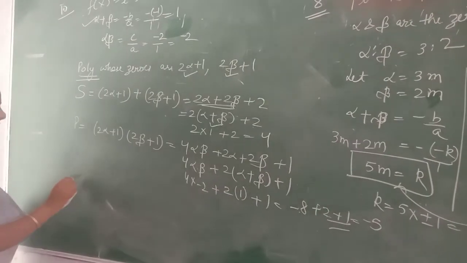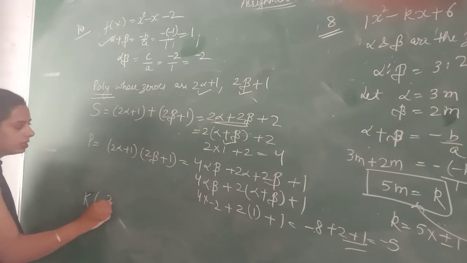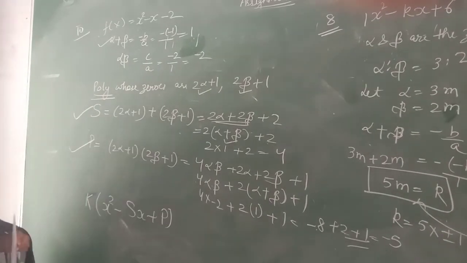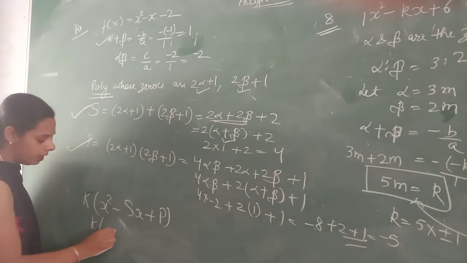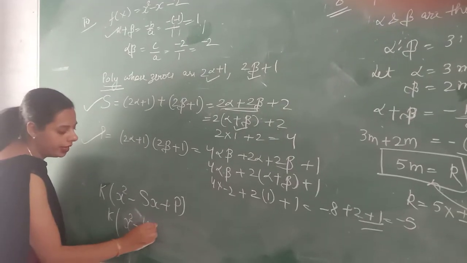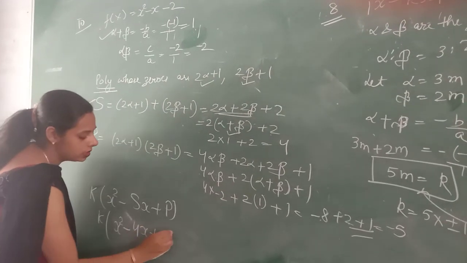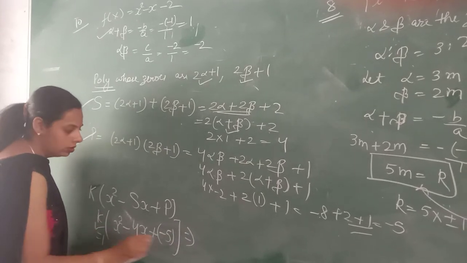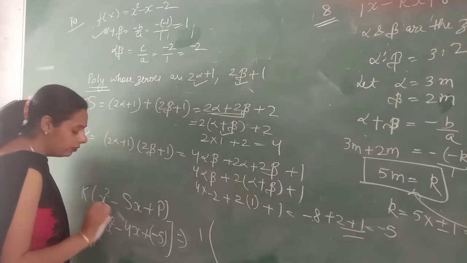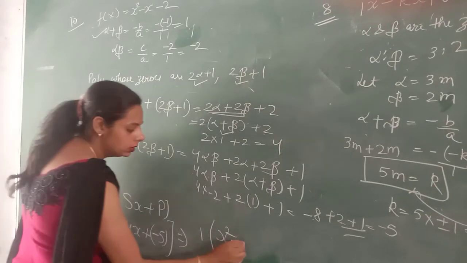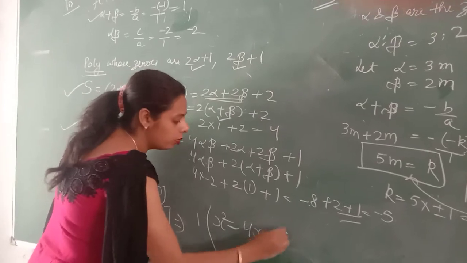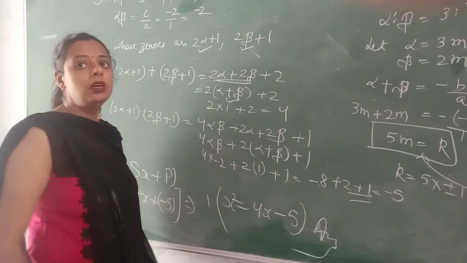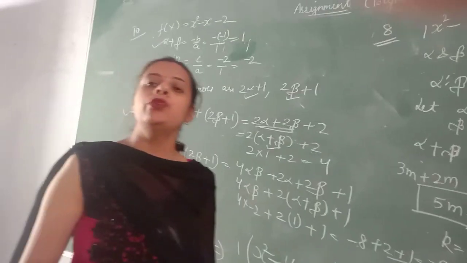As you know that the required polynomial is k x square minus sx plus p, and you now have the values of s and p. You can put here the value of s as 4 and the value of p as minus 5. This is your required polynomial. You can put the value of k as 1, it's your choice, or you can leave it as it is. There is no problem. Now this is your required polynomial whose zeros are 2 alpha plus 1 and 2 beta plus 1. Okay, thank you and have a nice day.